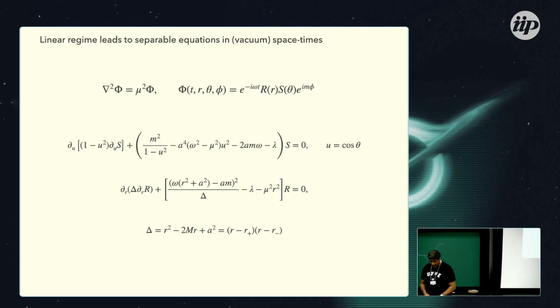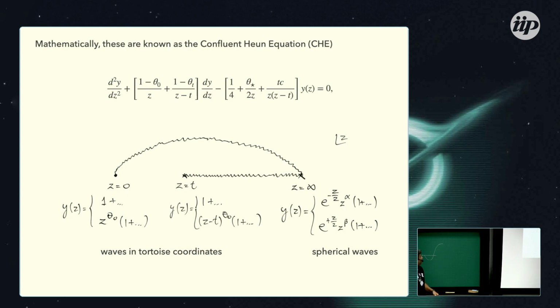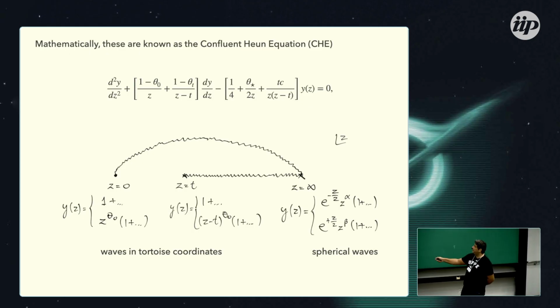These equations have an interesting mathematical history. It's more than 100 years. They're called the confluent Heun equations, and generically they have this form. It varies a little bit, but this is the one I like to look at. And if you remember the theory of Fuchsian differential equations from when you were studying mathematical physics, this equation is characterized by the fact that you have two regular singularities. In this case, that's z equals 0 and z equals t.